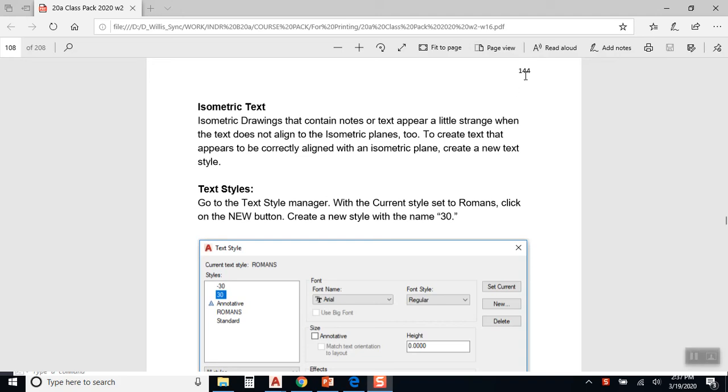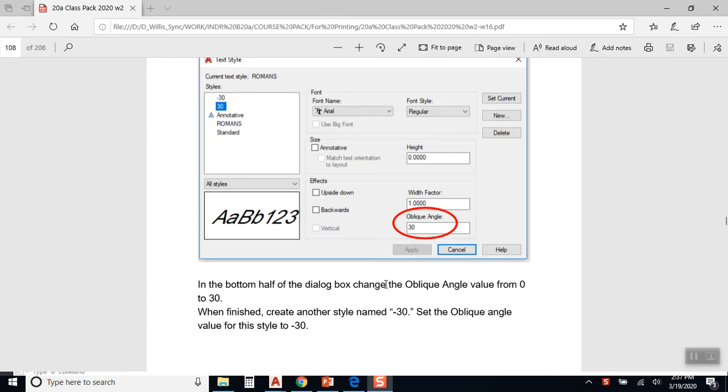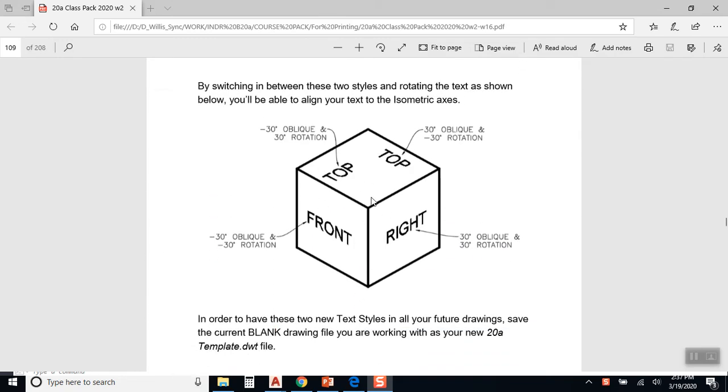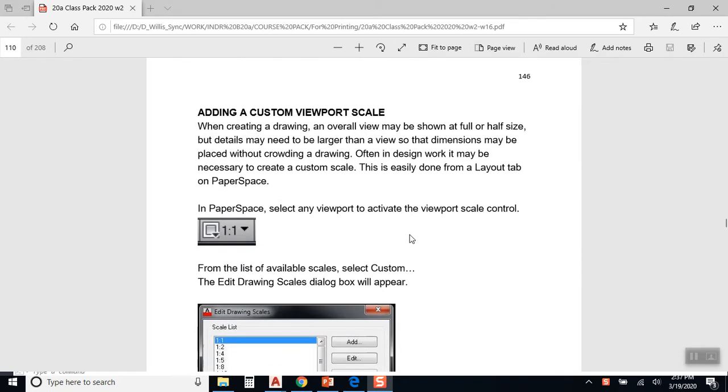Very good. So page 144 in your course pack talks about how to set up a text style for isometric text using those obliquing angles that we talked about. And here's that example we just saw on the screen of correct oblique angle and correct rotation to make things look the way you want them to look. There is some information about adding a custom viewport scale to your drawing, but we don't need that on this assignment. So we're going to hold off on this until about week 10.